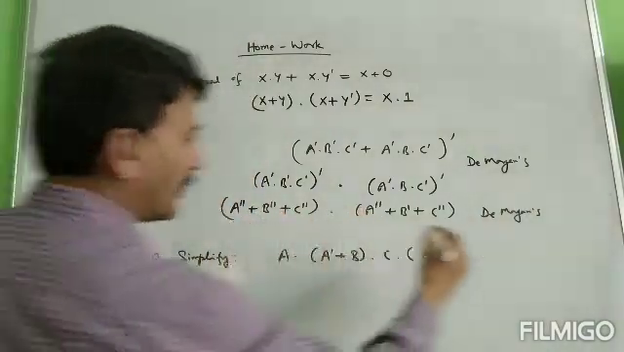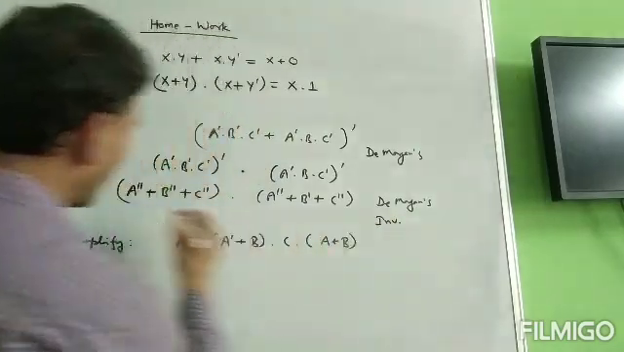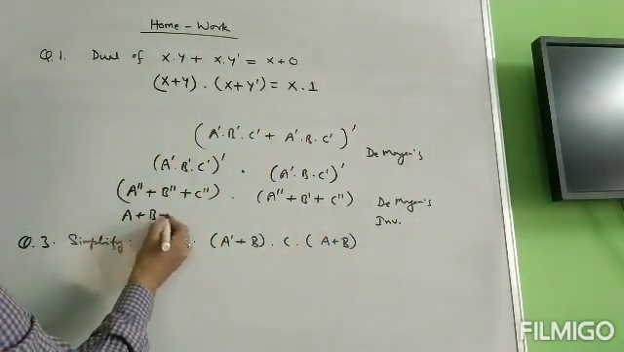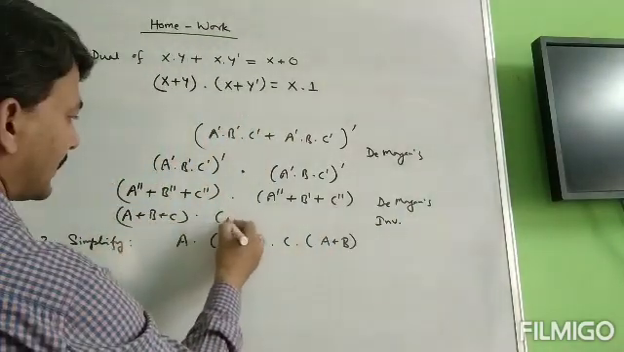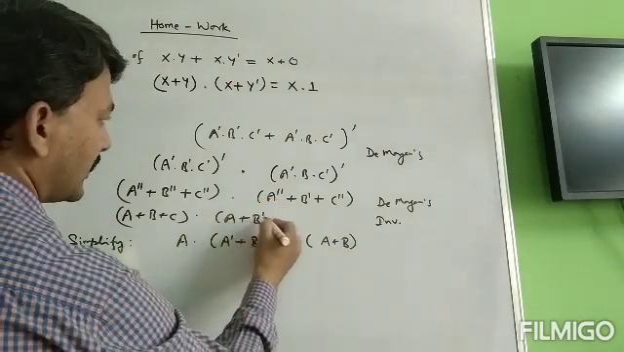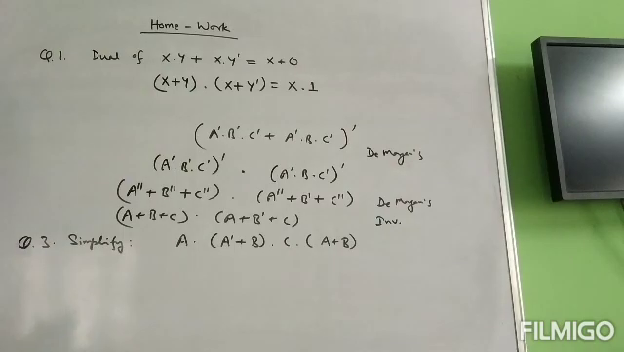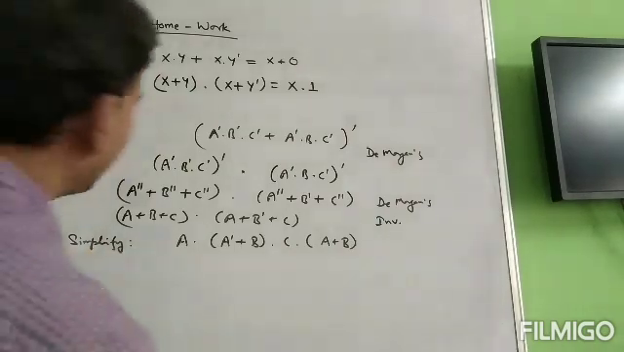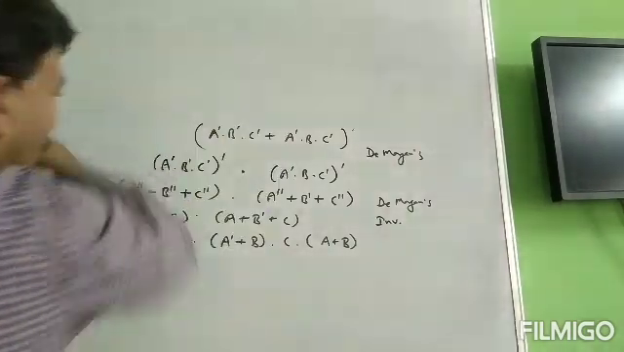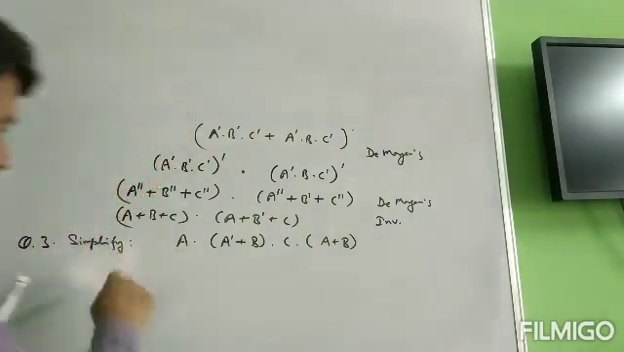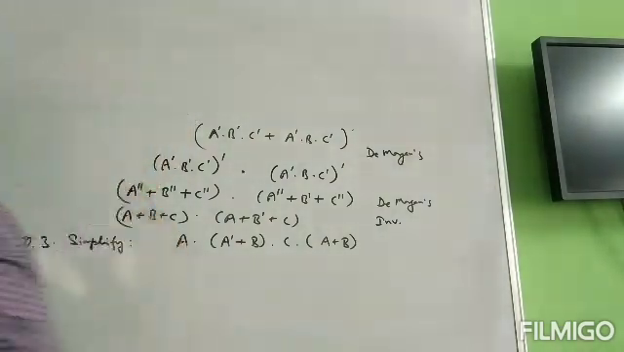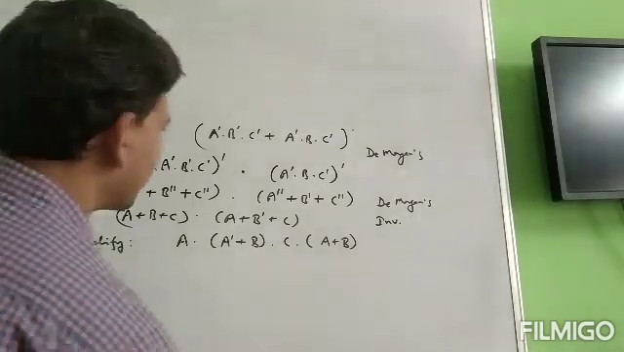This is involution law. Involution law, this is a or b or c, and this is a or b naught or c. So this is the complement of the given expression. Now the next is your question number 3, which is this, and it says that simplify this particular expression.